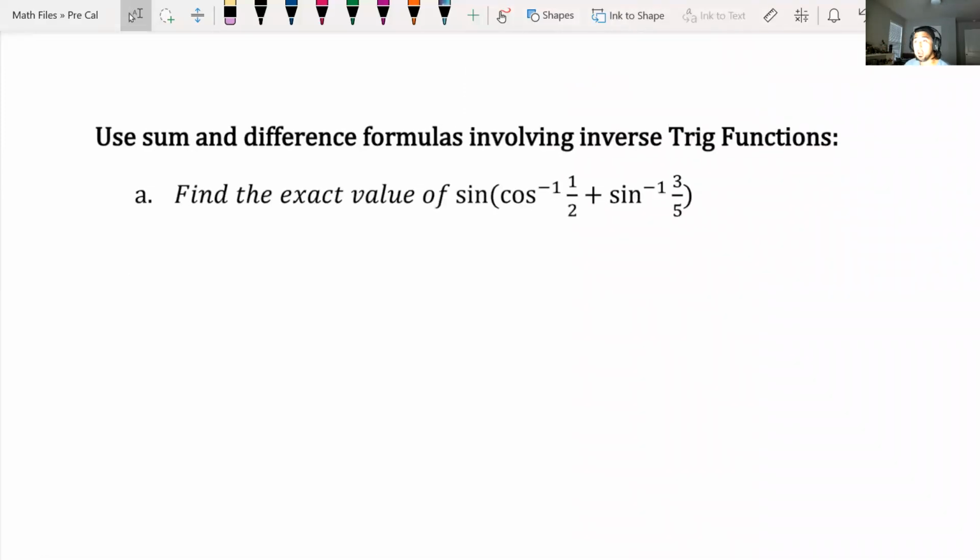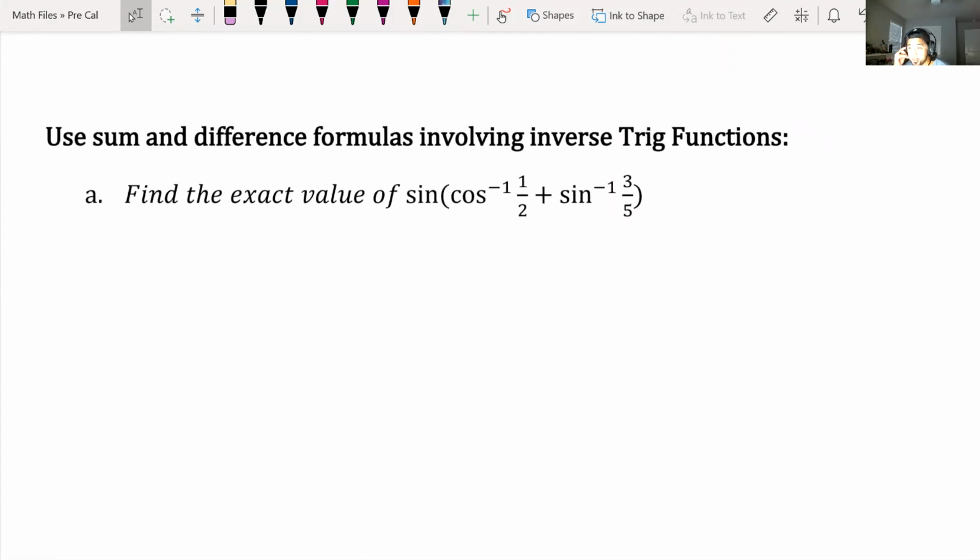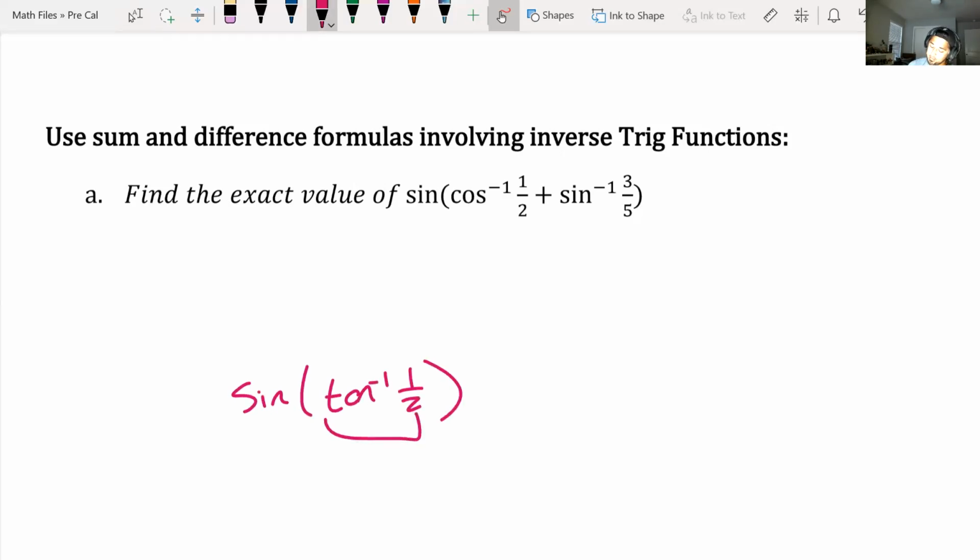Okay. So use the sum and difference formulas to find the exact value of sine of the inverse cosine of 1/2 plus the inverse sine of 3/5. So here we're going to use the sum and difference formula, but we're going to have to make substitutions. Remember 8.2 when we had sine of the inverse tangent of like 1/2, and we had to make that substitution, let theta equal the inside. That's what we're going to do here.